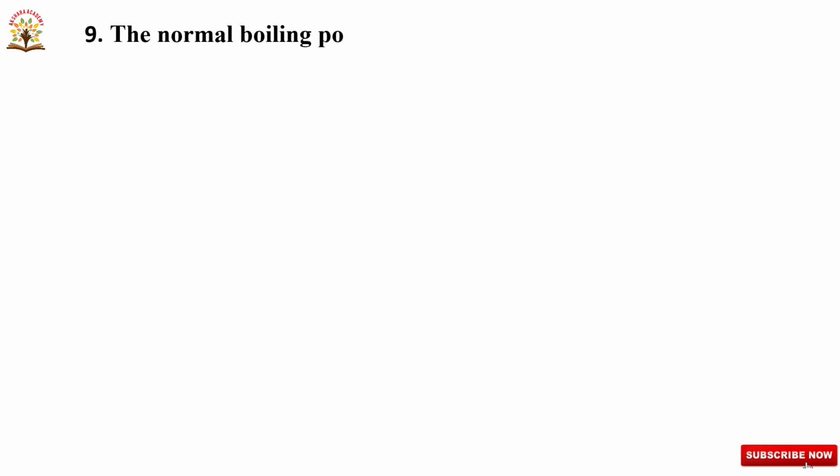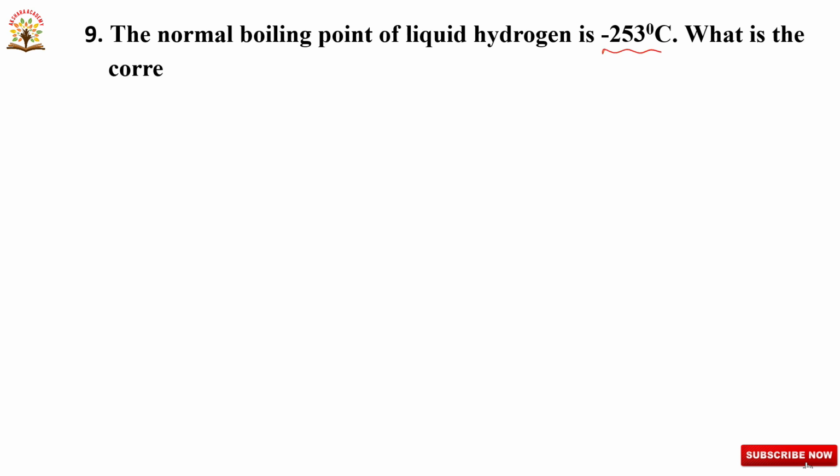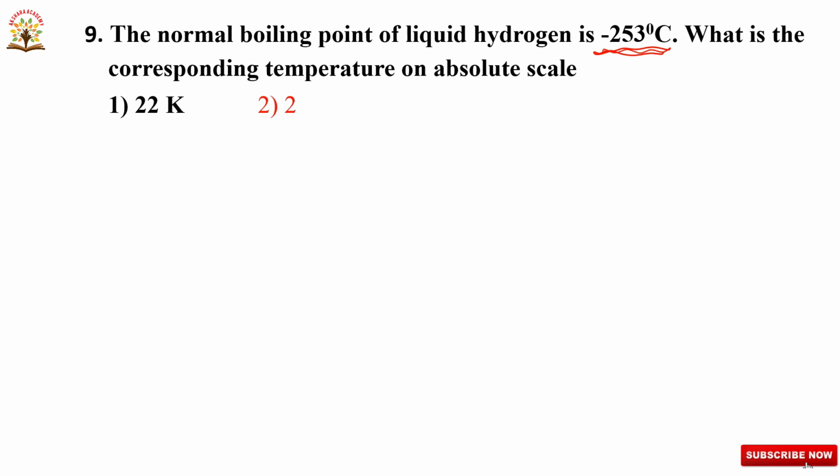The normal boiling point of liquid hydrogen is minus 253 degrees centigrade. What is the corresponding temperature on the absolute scale? Here they have given the temperature in the Celsius scale as minus 253 degrees centigrade. We have to convert it into the absolute scale. Let us go to the solution.